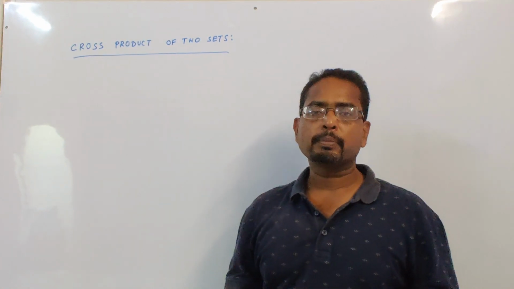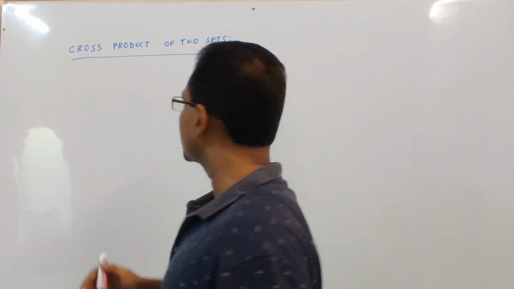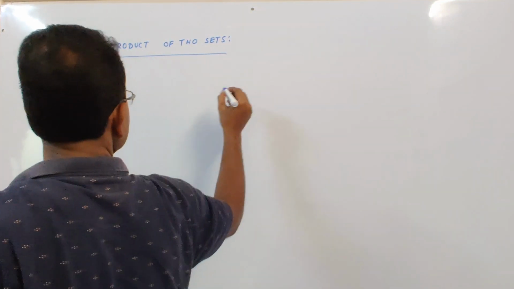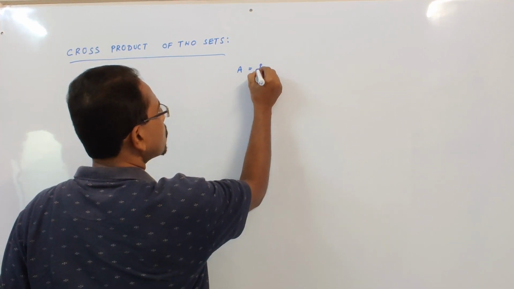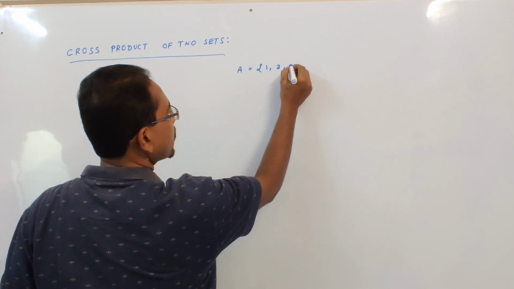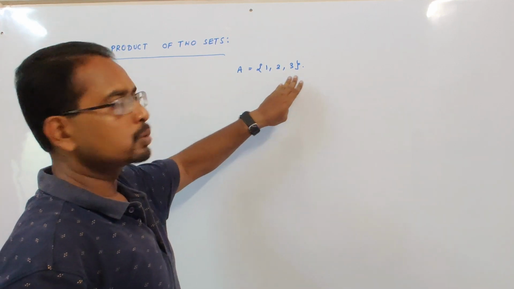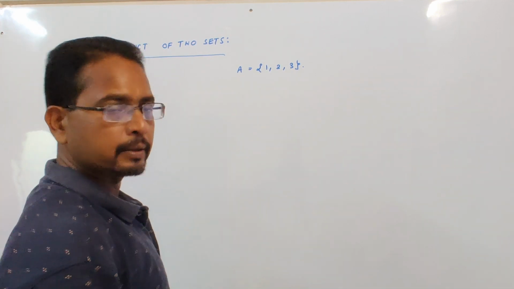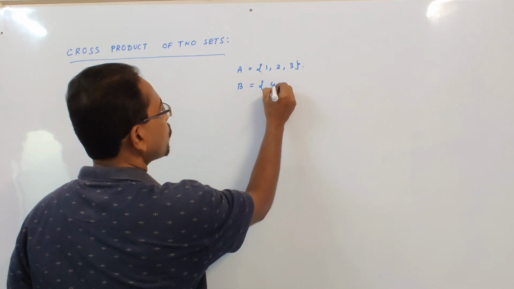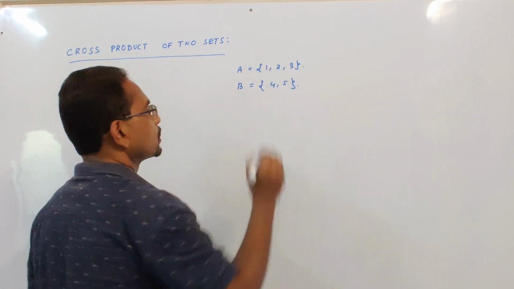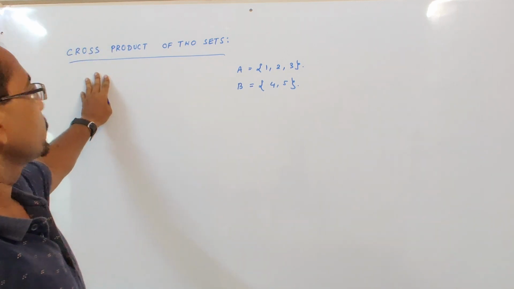We'll start with a simple example. Suppose we have two sets A and B. In set A, the elements are 1, 2 and 3, and we have one more set B in which the elements are, suppose, 4 and 5. So now we are going to find the cross product of two sets.